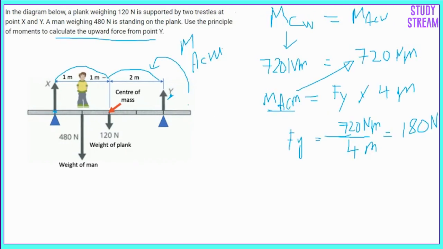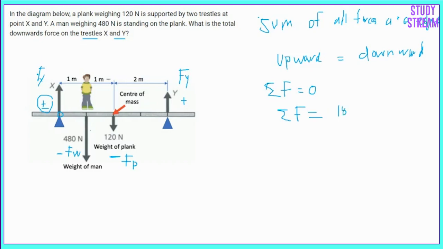This was 180. 180 going up, so we say plus, and then the other two we say minus 480 Newton, and then minus the other one, 120, and then lastly we have to add the Fx. So we need to add the Fx assuming it's positive. So Fx, all of those should equal zero.